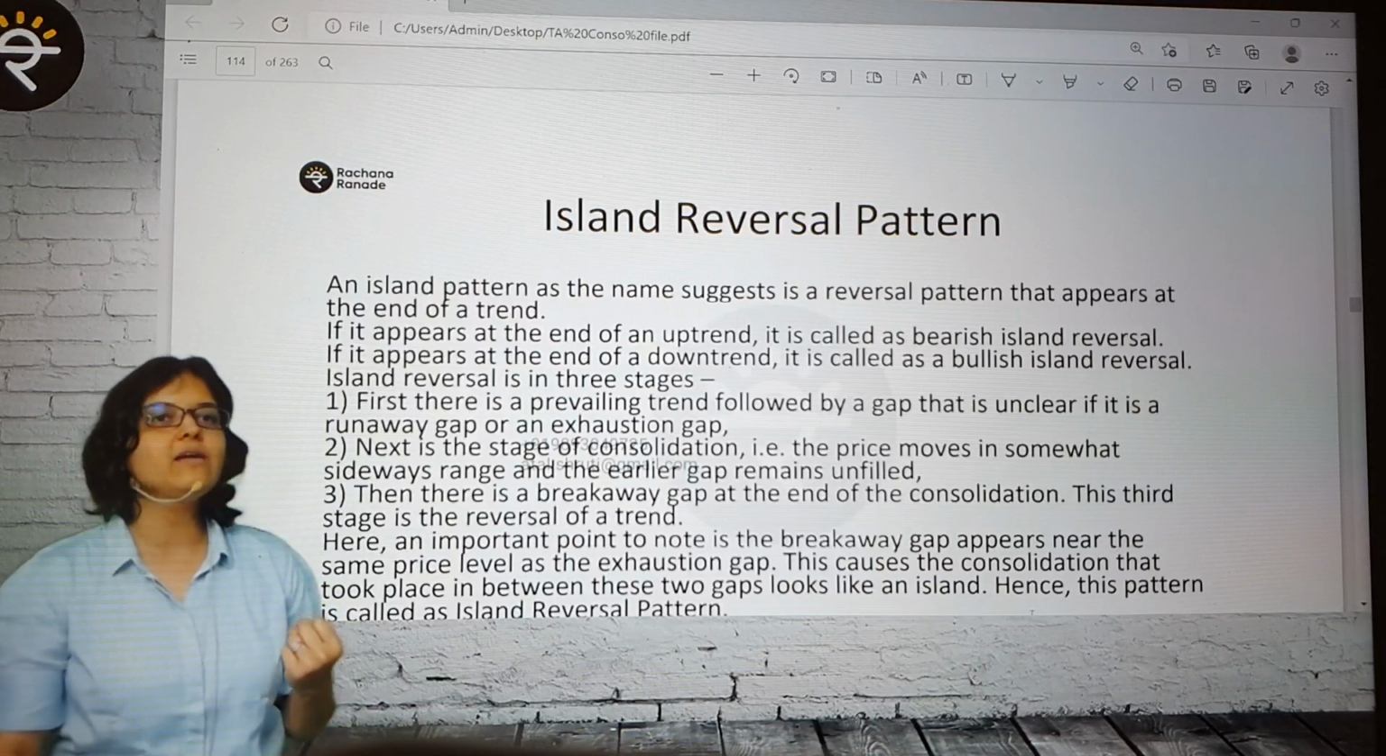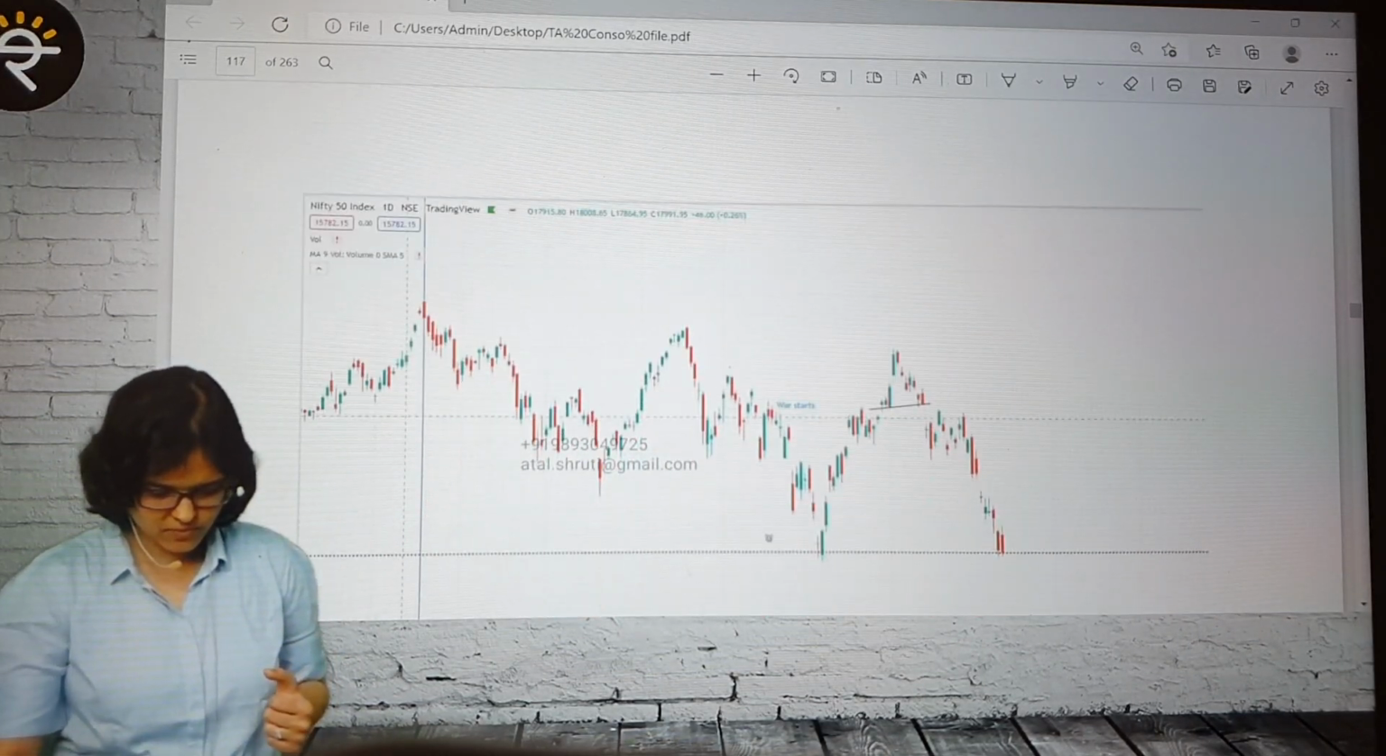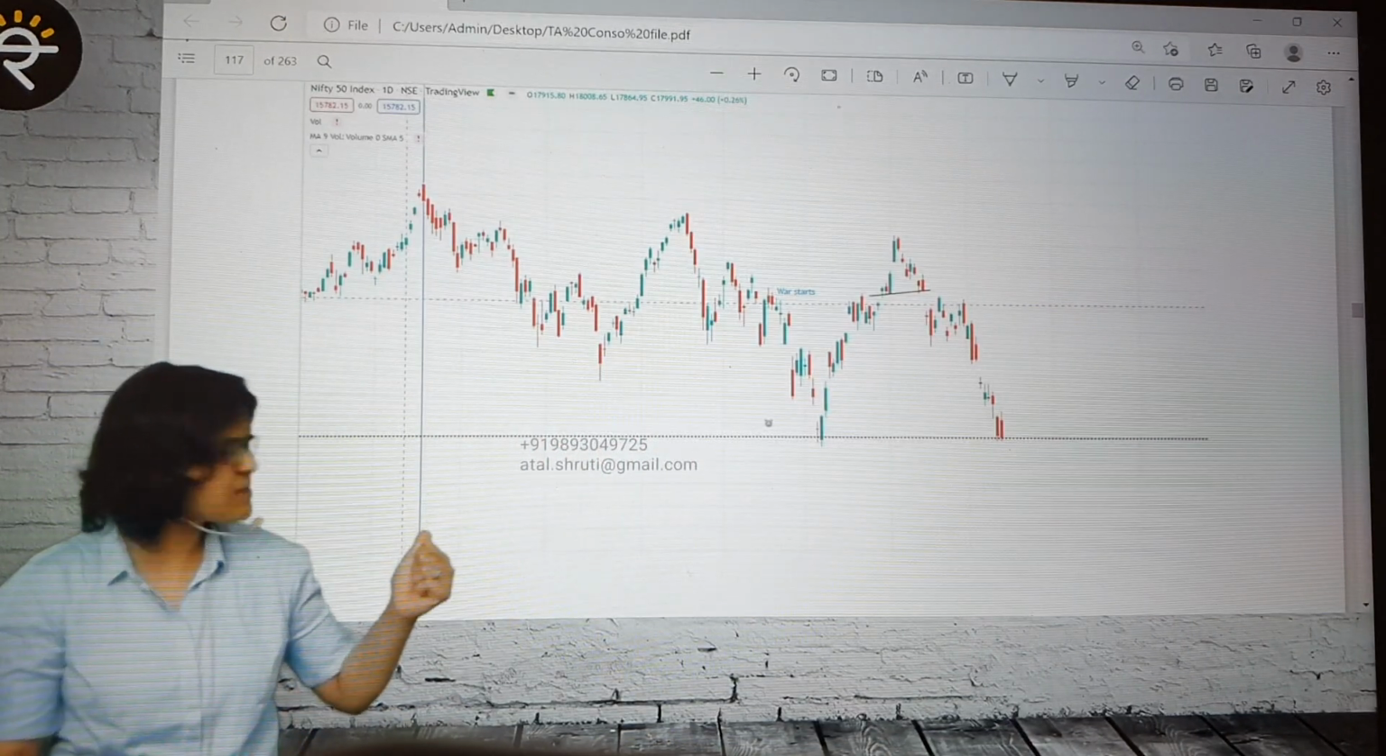So this is typically called an island reversal pattern. So this is the one that I showed you right now. But we didn't see this in the picture, we saw it in the actual chart.